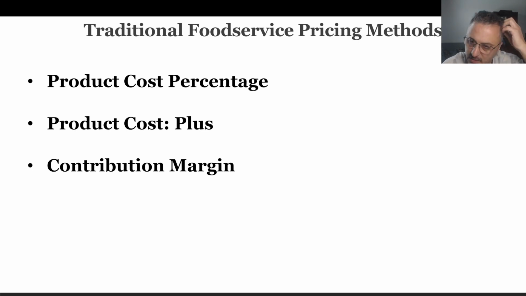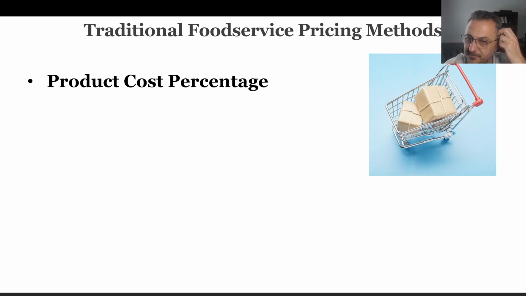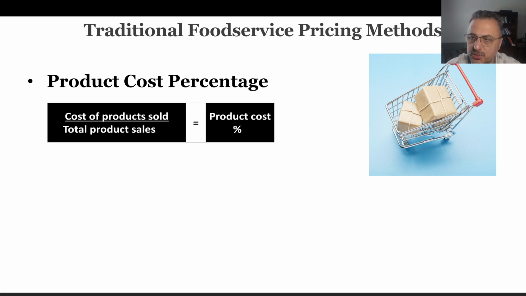Now let us start with how the restaurant industry traditionally handles pricing, and we will focus on three general concepts. The first one is the product cost percentage, second is the product cost plus, and third is the contribution margin. Now, we will start with product cost percentage. This is a method where price is determined by the product cost percentage.